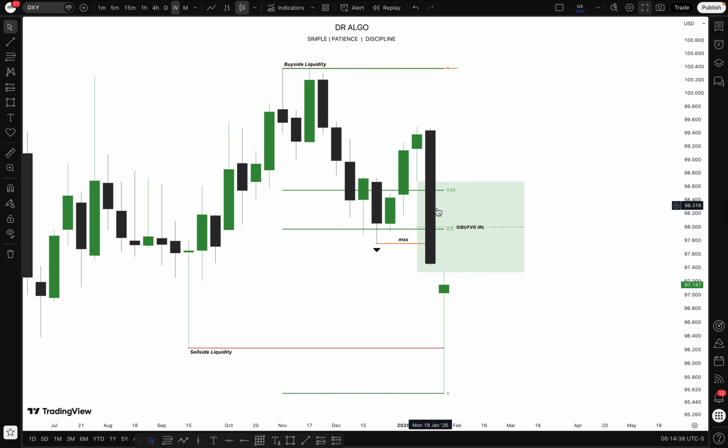So where is this level? This is premium and this is discount. And that's what we call OTE, the 62% level of Fibonacci. That is where we call OTE.